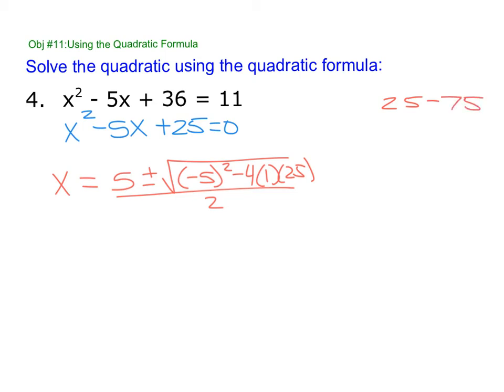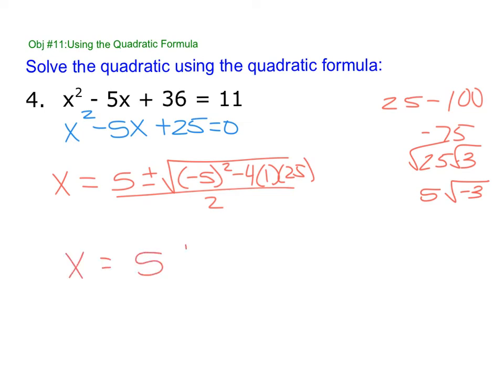Just kidding. I did that in my head. The answer is 75. It's minus 100. Gives me negative 75. However, what I am going to do is simplify 75. So 75 is 25 times 3. So I'm going to write this as 5 root negative 3. I'm going to still leave the negative on the inside. So 5 plus or minus 5 root negative 3 all over 2, and that is no real solution.